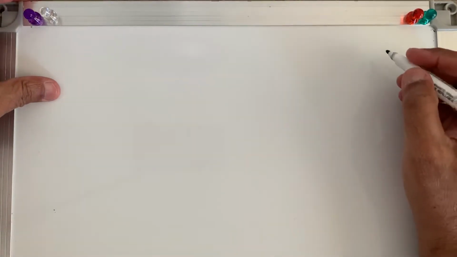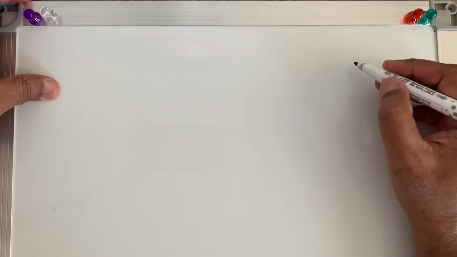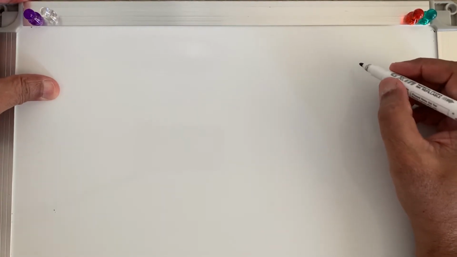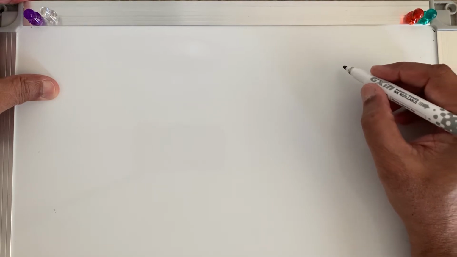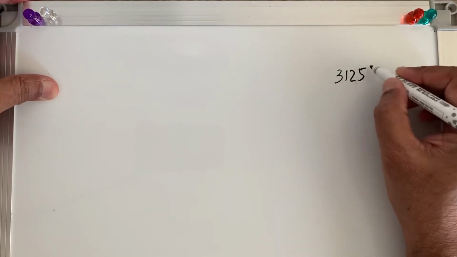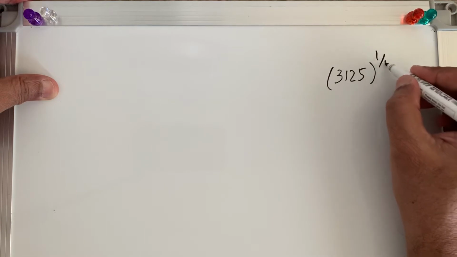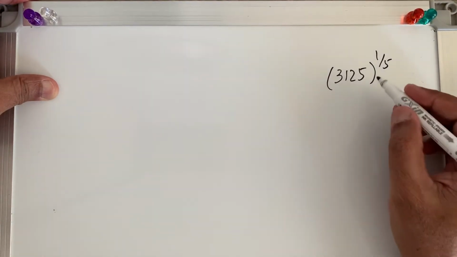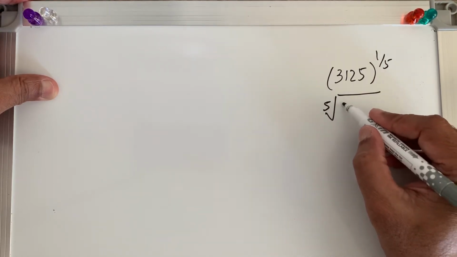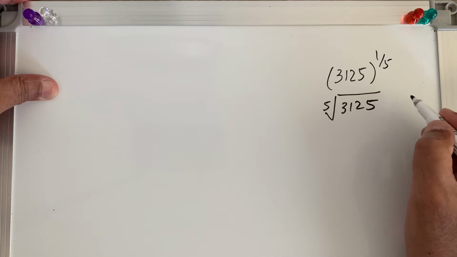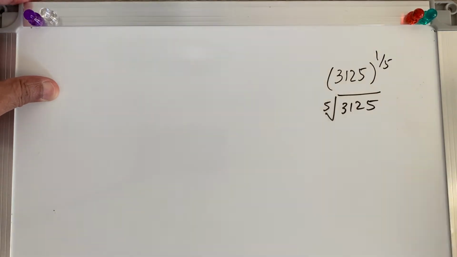So today we will be doing exponents in fractions again. This time we will be dealing with some powers like fifth root, sixth root, or fourth root. For example, if we have 3125 to the power 1 over 5. We learned in the last video that 1 over 5 means the question is asking for the fifth root of 3125, right? And we can do it by calculator.